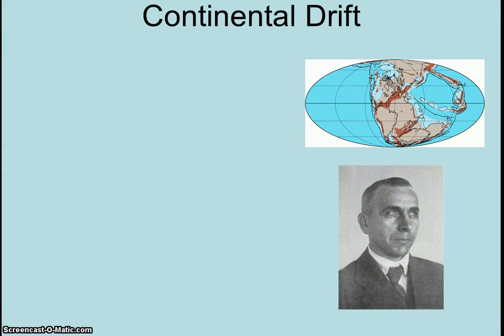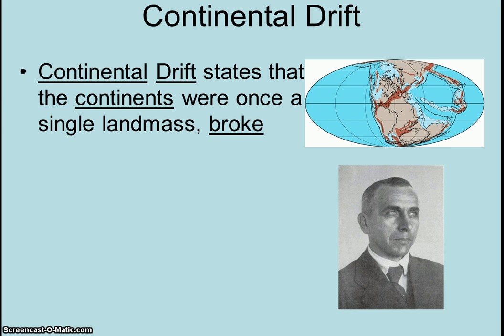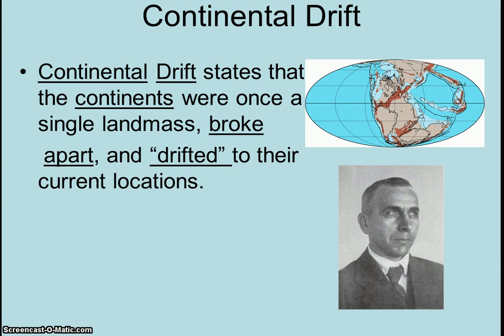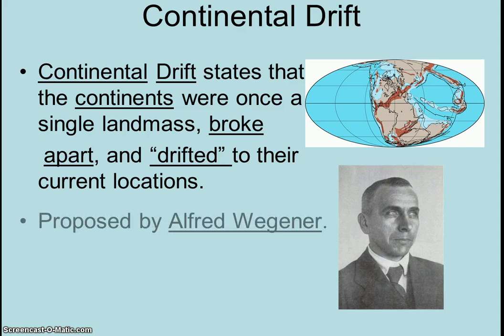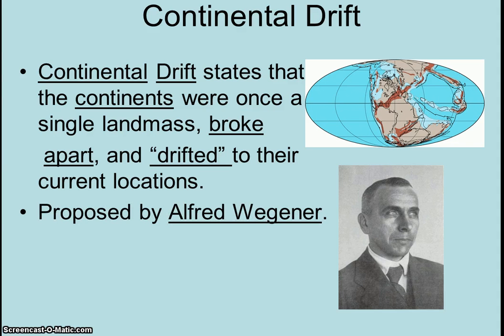Well, good evening, and here are your notes on continental drift and Pangaea. Now, continental drift is a theory that states that the continents were once a single landmass that broke apart and drifted to their current location. This theory was proposed by Alfred Wegener. Alfred Wegener was a German meteorologist, so the W is pronounced like a V, Wegener.